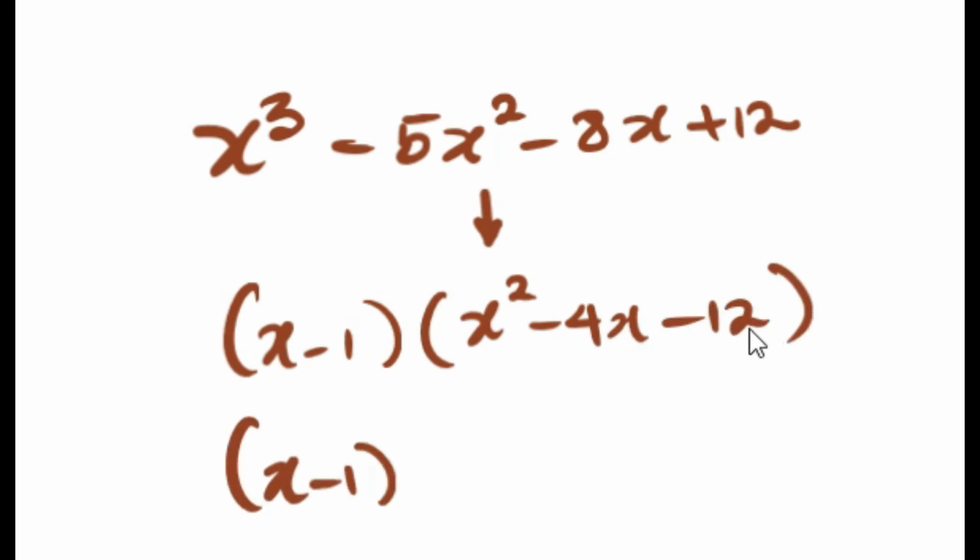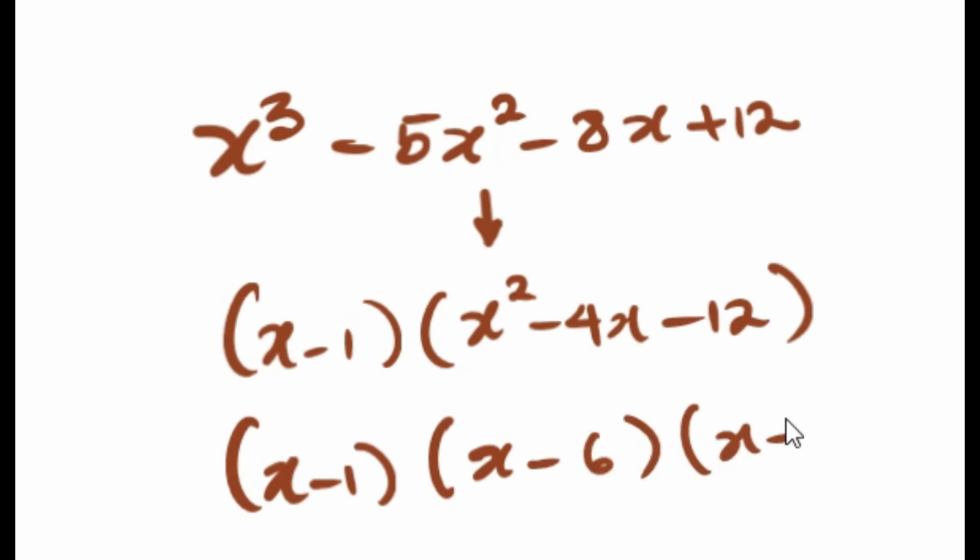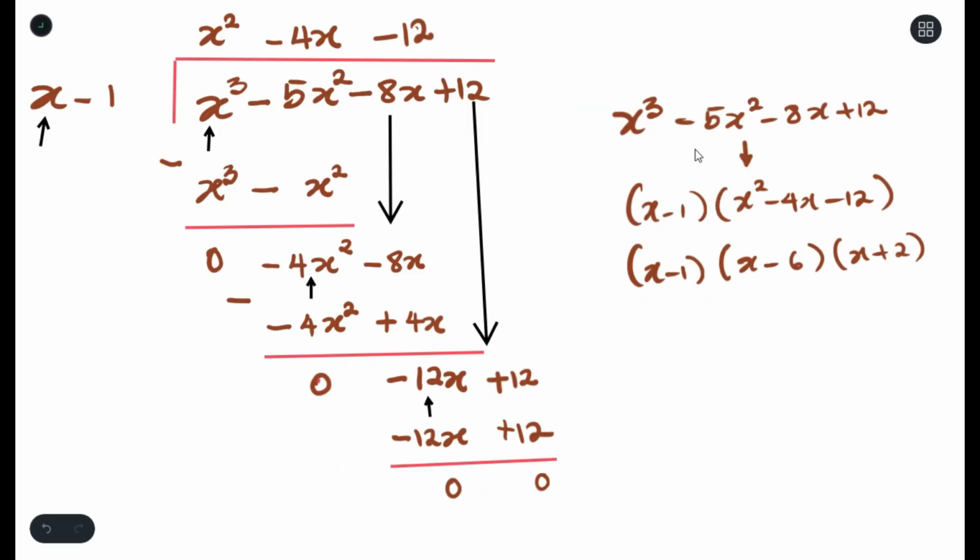Now, since this is a trinomial, we can factorize using whichever method you want to. And this here would give you x minus 6 and x plus 2. With this, we factorize our cubic polynomial. x cubed minus 5x squared minus 8x plus 12 would give you x minus 1, x minus 6, x plus 2. And that's it.